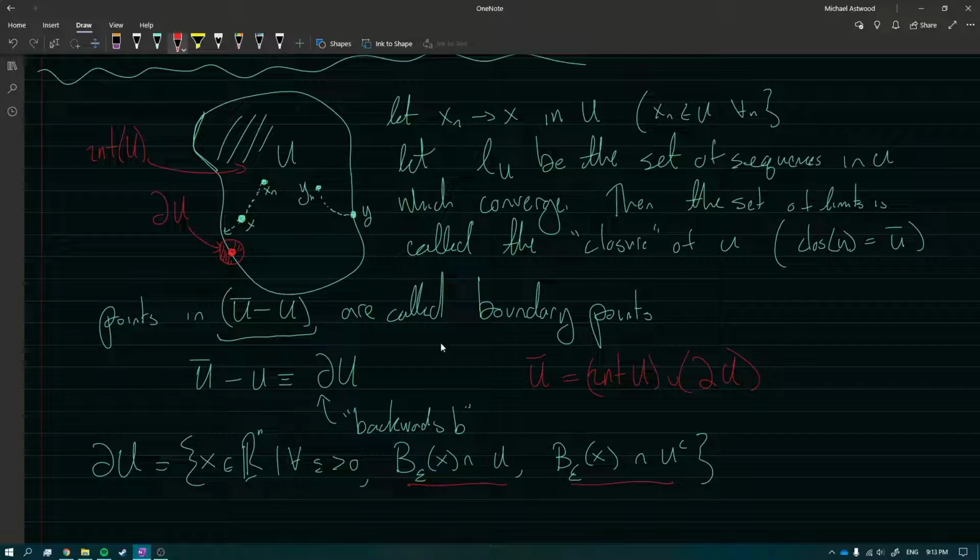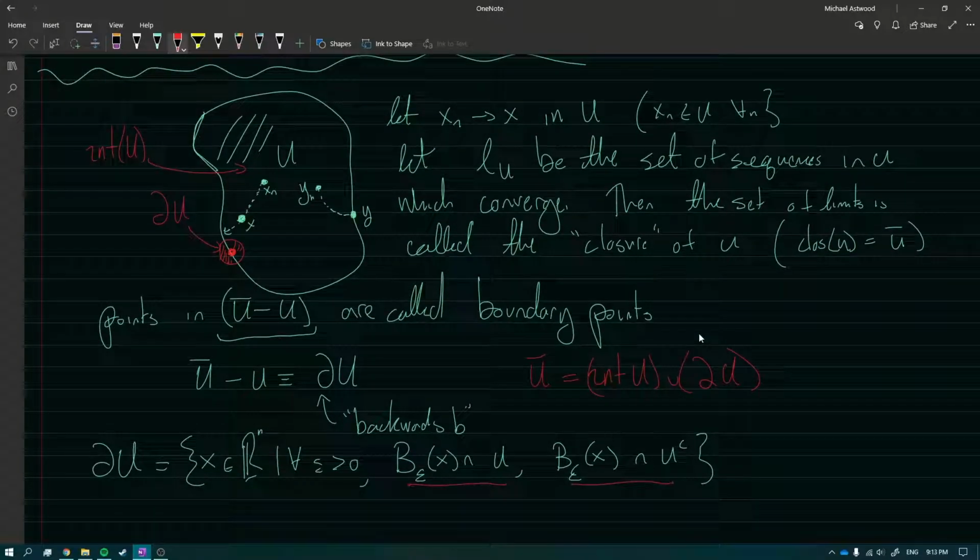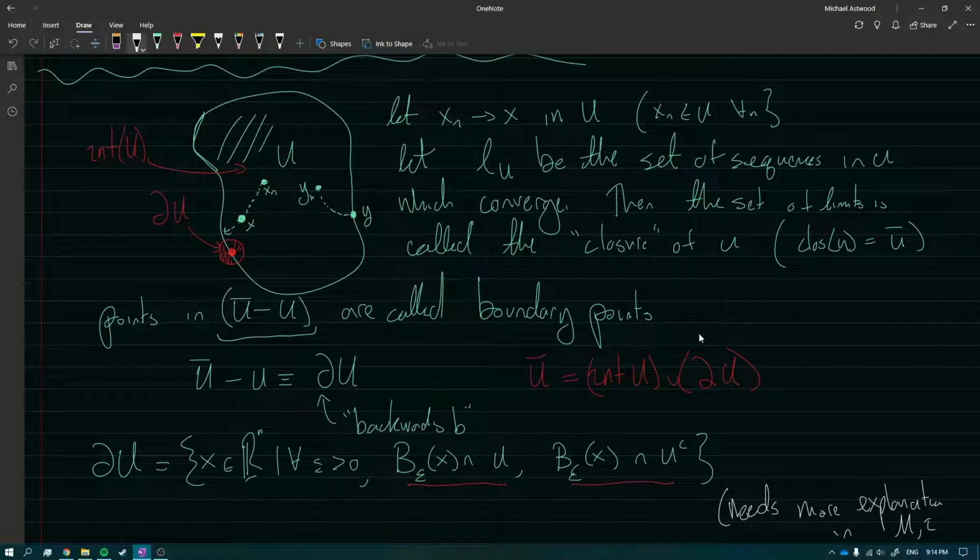Great. So that sort of covers the basic definitions of a topology just for Rn. Of course, there's sort of more complicated notions of a boundary and more complicated topological spaces. So note that this stuff needs more explanation in a general topological space.